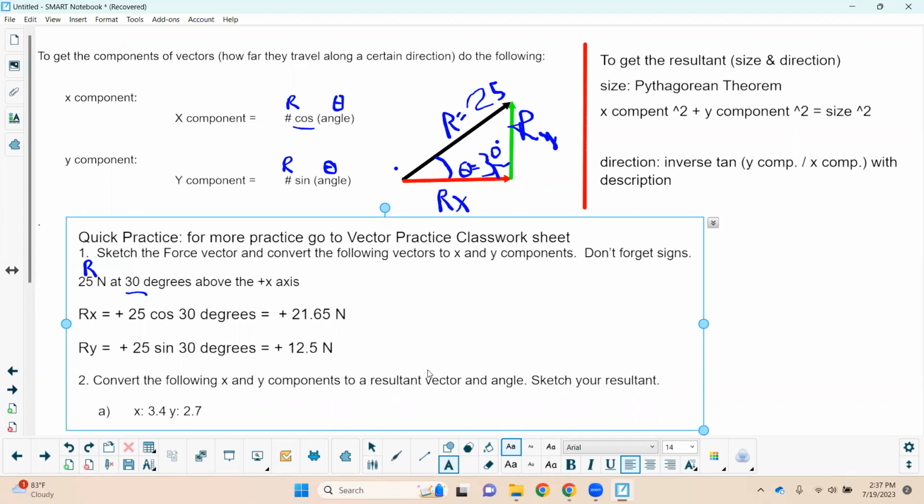So that's the first one. That's how to figure out the components of a vector. You do that when you're first adding forces together. We'll get into that in a second. If you have something in 2 dimensions.